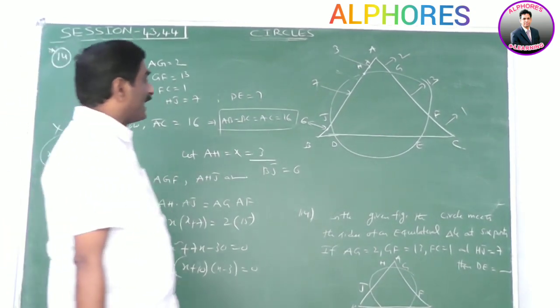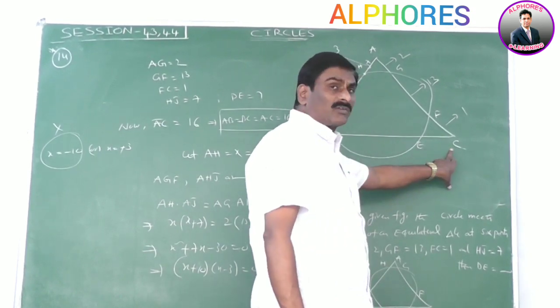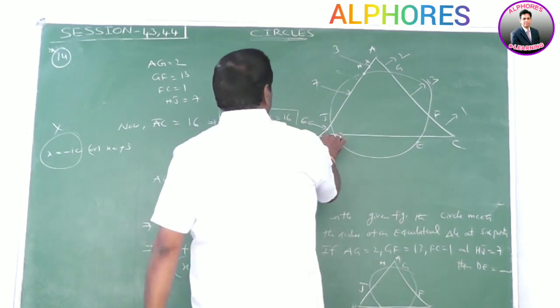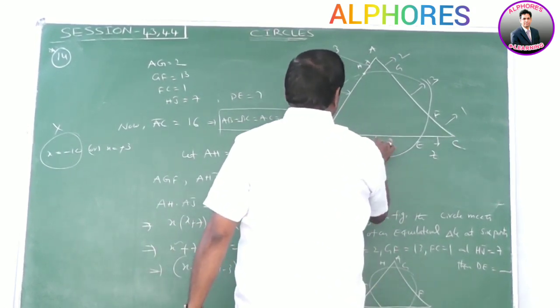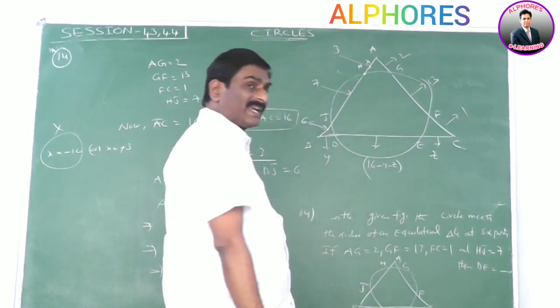Next, we find DE. BD is an unknown value, EC is an unknown value, DE is an unknown value. Say BD is equal to y and EC is equal to z. Automatically DE is equal to the total length 16 minus y minus z.